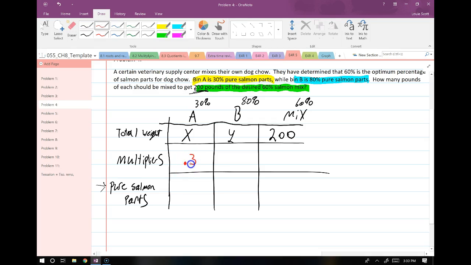So 0.3, 0.8 in the second column, and then 0.6 in the third column. So in my multipliers row, I just put how much salmon is in each pound of these, the percentage of salmon. So since this first one was 30%, I put a 0.3 for my multiplier. I just convert percentages into decimals.